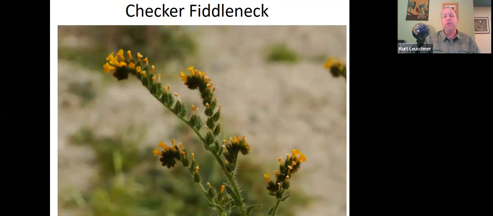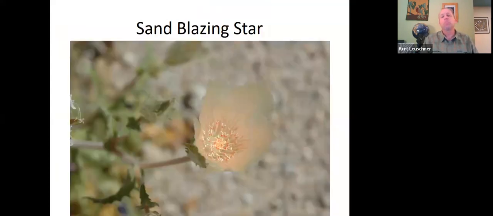It grows a little bit bigger, and in a wet year, it can be really common, especially in the low desert. It also has that kind of scorpion tail look to it. This one's so pale, you hardly even see it against the background there, but there it is. It's the sand blazing star.